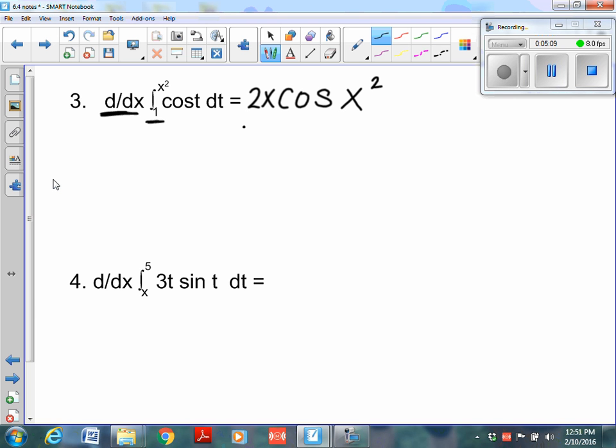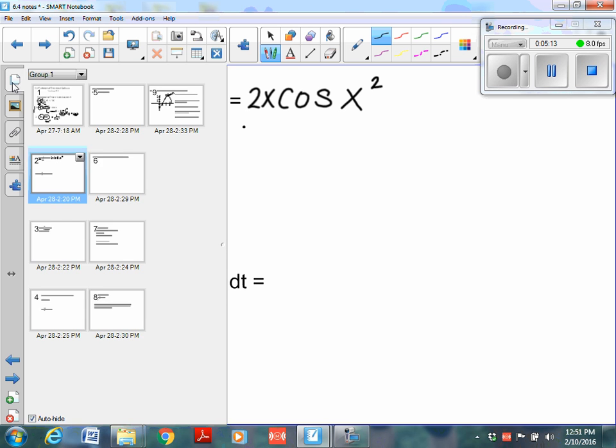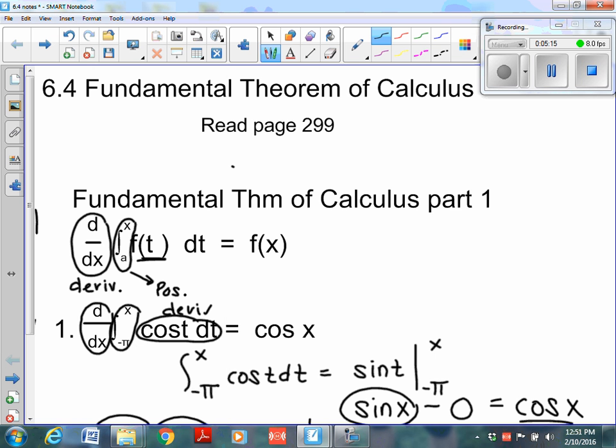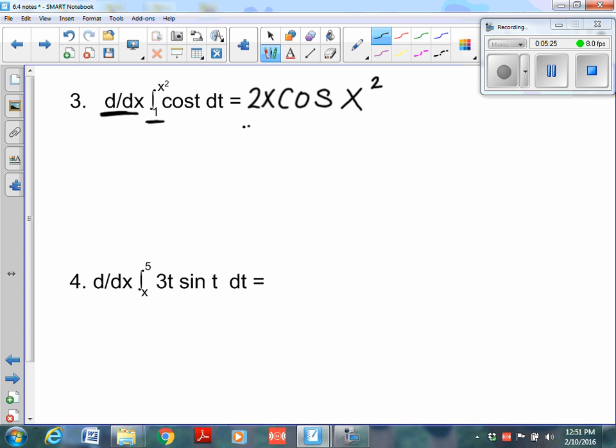You are doing that in the first two problems. You didn't know you were doing it, because let's go back to the first two problems. All I did was replace my t with an x, but what is the derivative of x? 1. So you're doing it, you just didn't know you were doing it. Okay, one more, and then we'll get into a harder one.